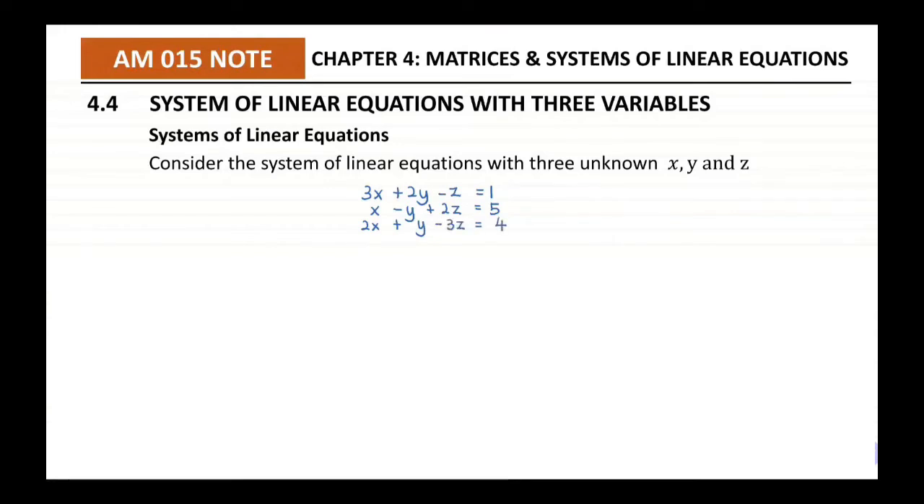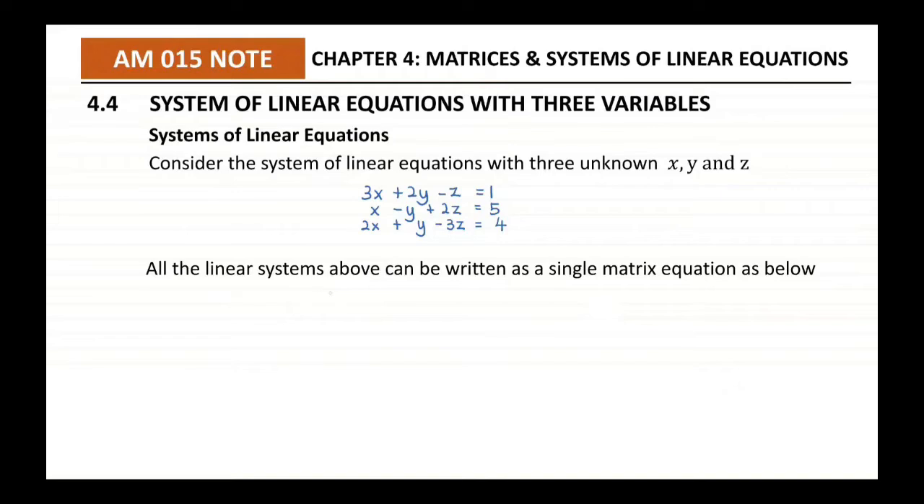Okay, consider we have 3 systems of linear equations with unknowns x, y and z. All the linear systems above can be written as a single matrix. So kita boleh tulis setiap tu sebagai bentuk matrik. Contohnya yang number tu kita let sebagai matrik A. So 3, 2, negative 1, 1, negative 1, 2, 2, 1, negative 3. Okay, kita consider this one as matrik A.